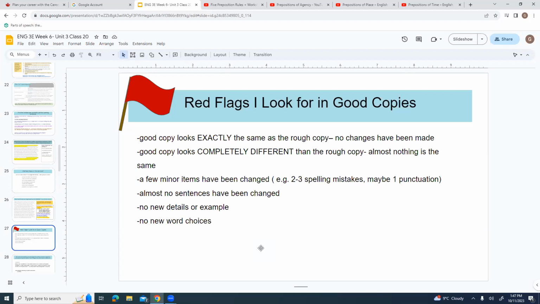Okay. A few minor items have been changed. Maybe you've changed a spelling mistake. Maybe you've changed one piece of punctuation. It's not really as much revising as I'm looking for at this stage.